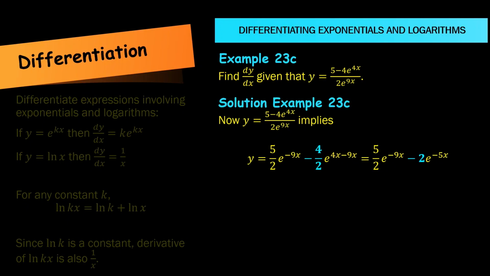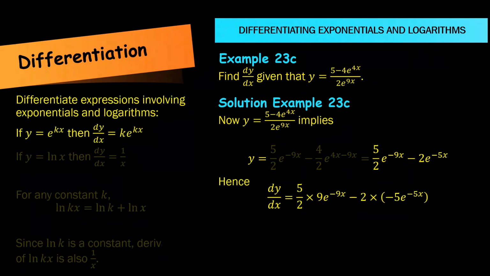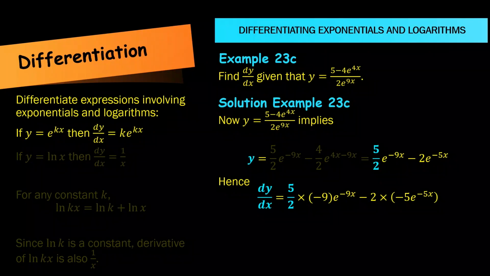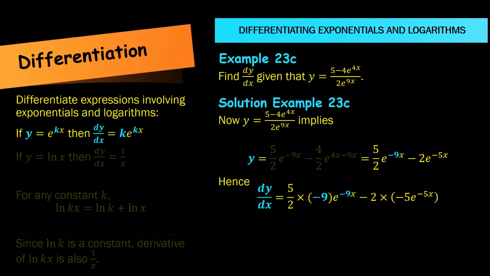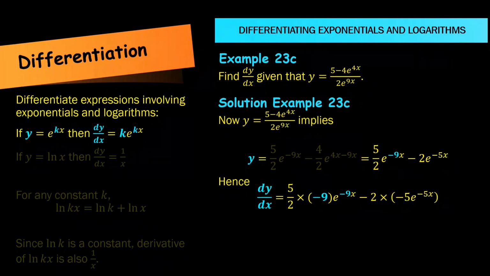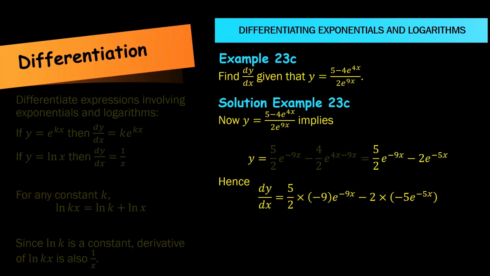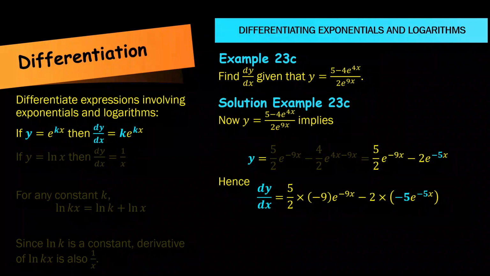And so if we differentiate this, we obtain for the first term 5 over 2 times minus 9 e to the power minus 9x, as shown here. And for the second term, we obtain minus 2 times minus 5 times e to the power minus 5x. We've simply replaced k by minus 5 in this expression. And so we have this expression for dy dx.